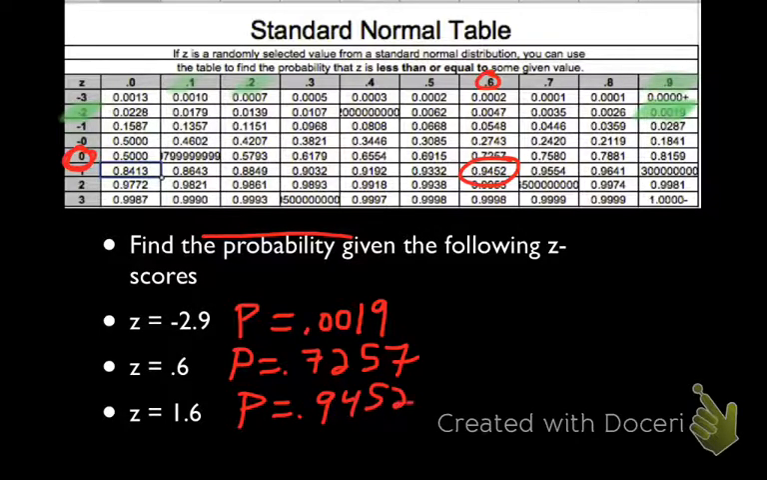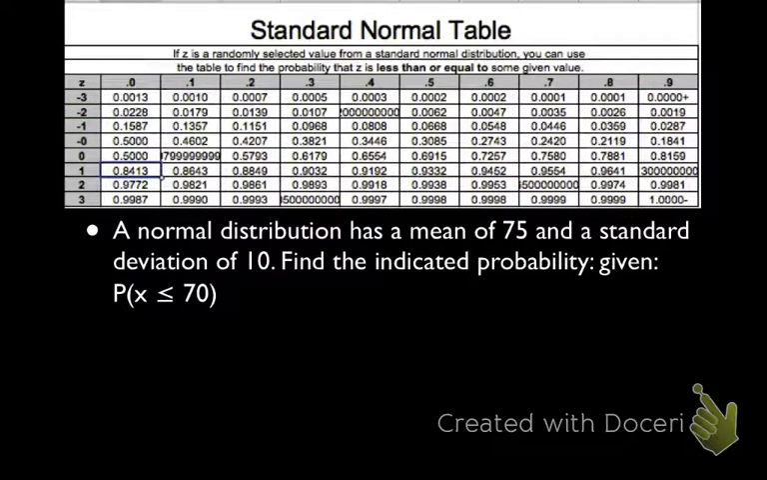All right. Suppose we have a normal distribution with a mean of 75 and a standard deviation of 10. I want to find the indicated probability. For this first example, I want to find the probability that x is less than or equal to 70, when my mean is 75 and my standard deviation is 10. I'll give you a second to write that down, and then we'll use the table to solve it.